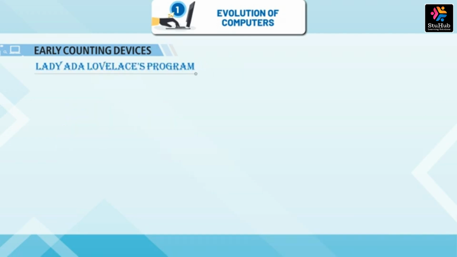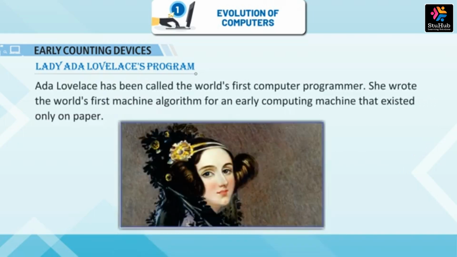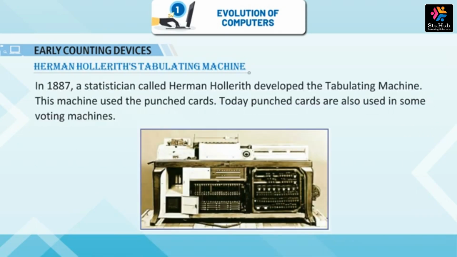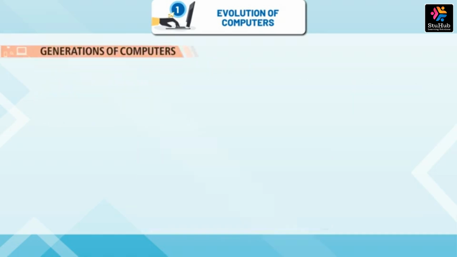Lady Ada Lovelace's program. Ada Lovelace has been called the world's first computer programmer. She wrote the world's first machine algorithm for an early computing machine that existed only on paper. Hermann Hollerith's tabulating machine. In 1887, a statistician called Hermann Hollerith developed the tabulating machine. This machine used the punch cards. Today, punched cards are also used in some voting machines.